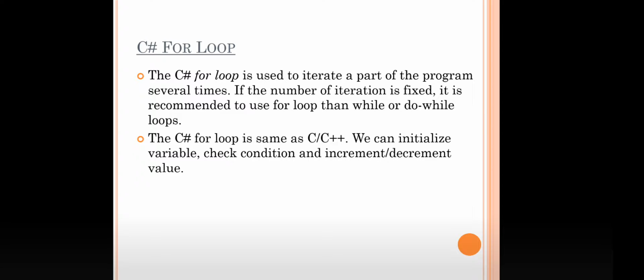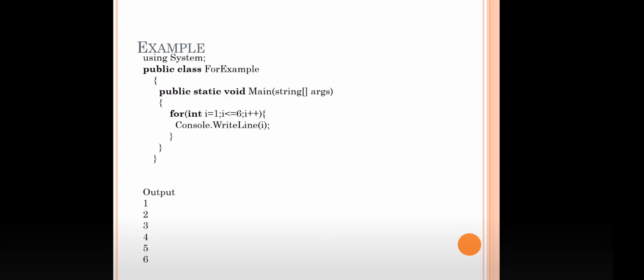The C sharp for loop is used to iterate a part of the program several times, as we all know. If the number of iterations is fixed, it's recommended to use a for loop, then while, and then do while loops. The C sharp for loop is the same as the C and C++ loops. As I already told you, we can initialize variables, check the condition, and increment or decrement values. Then an example of a for loop.